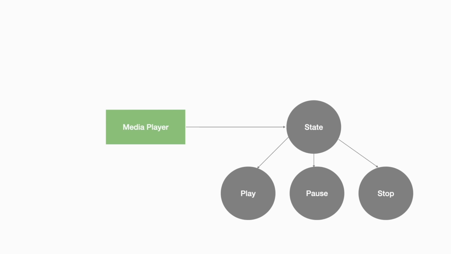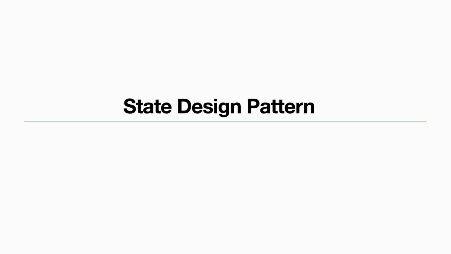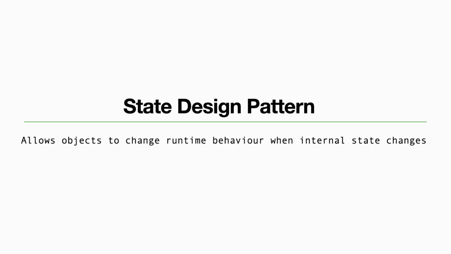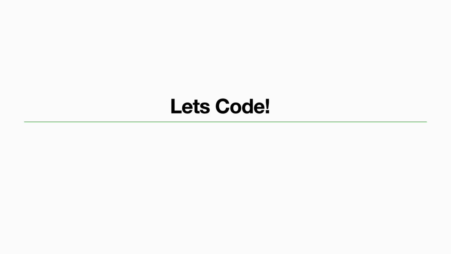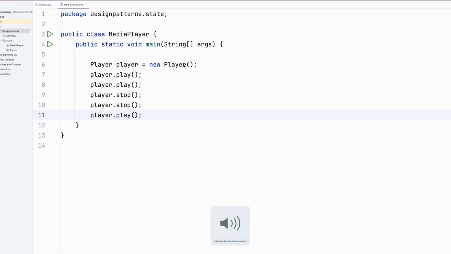So the state pattern is a way of avoiding huge if-else blocks or switch statements, and in this way it can help simplify the code. The state pattern allows an object to change its runtime behavior when its internal state changes. So let's see this state pattern in action.